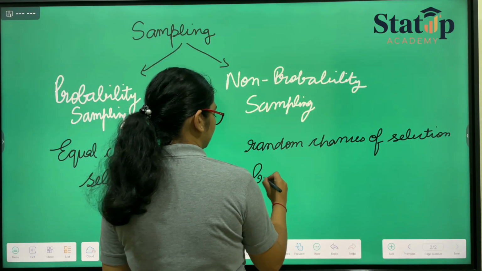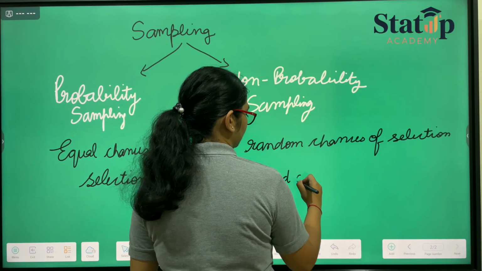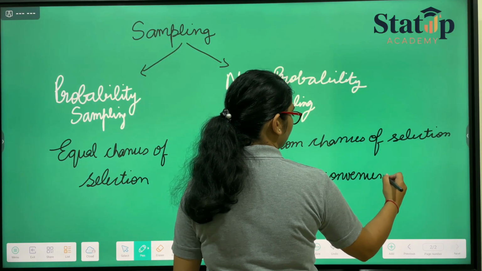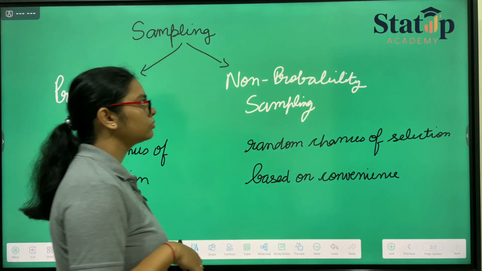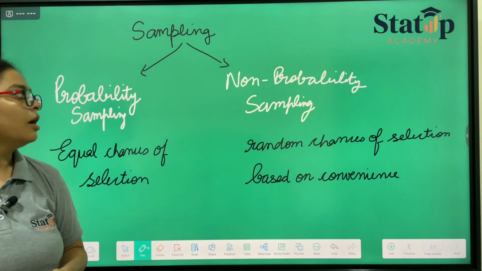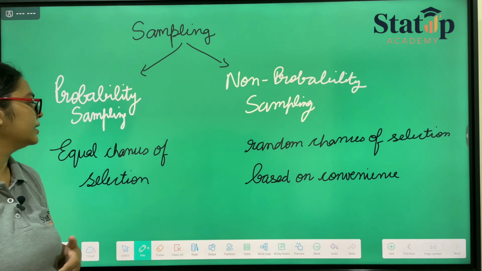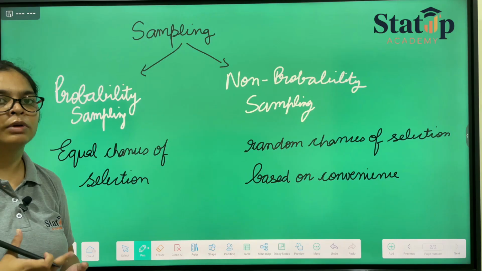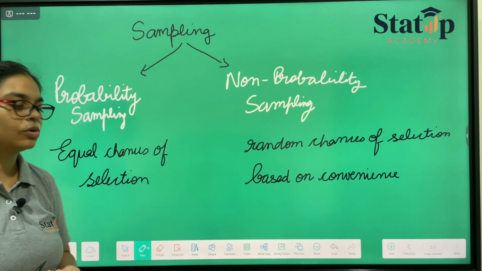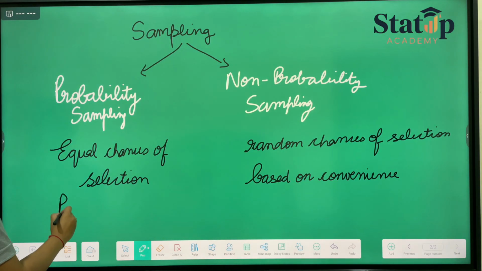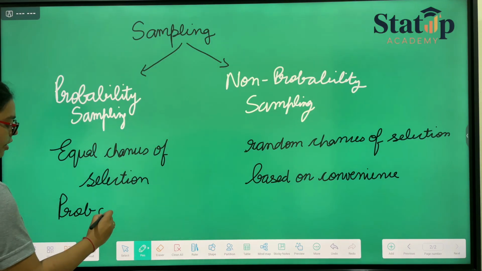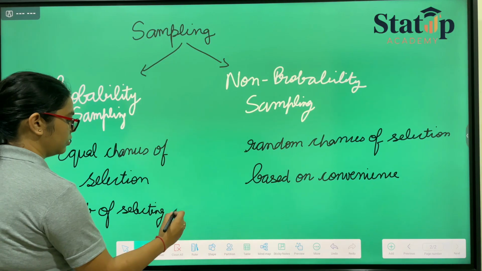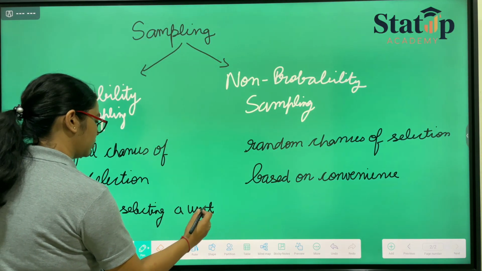Non-probability sampling is based on convenience. So this is the main difference between probability sampling and non-probability sampling. In probability sampling, equal chances of selection are there, and the probability of selecting a unit is the same.